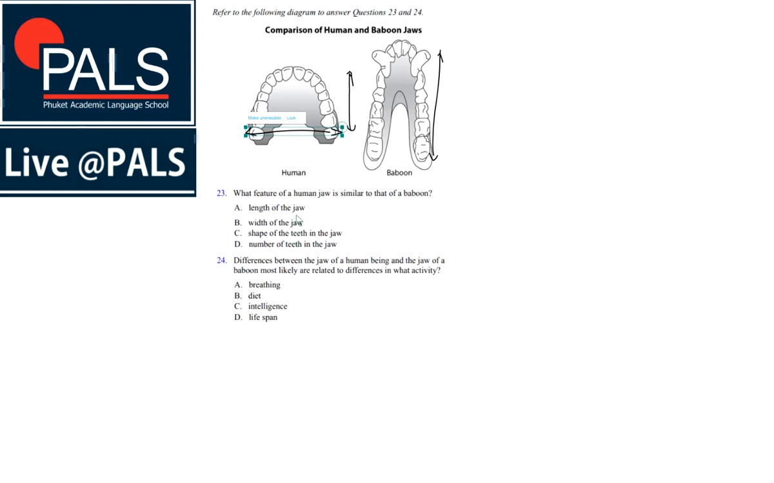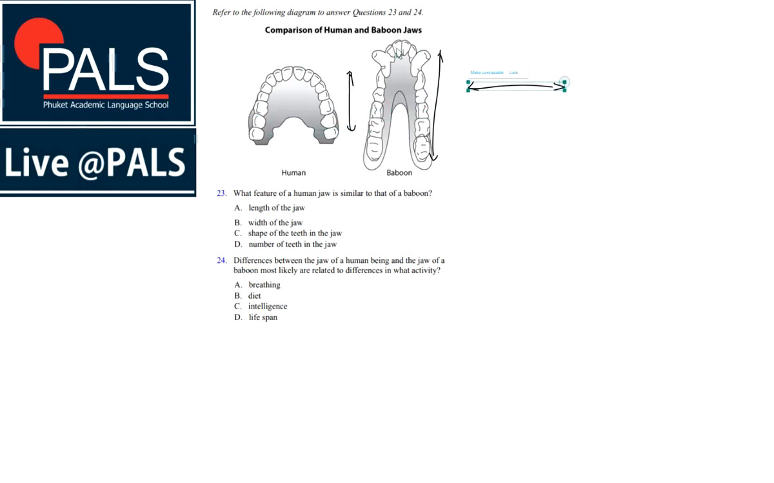Shape of the teeth in the jaw, definitely not. The baboons have much more established canines here. Molars and premolars look a bit different too. Number of teeth in the jaw, it's going to be probably that. You can count it.